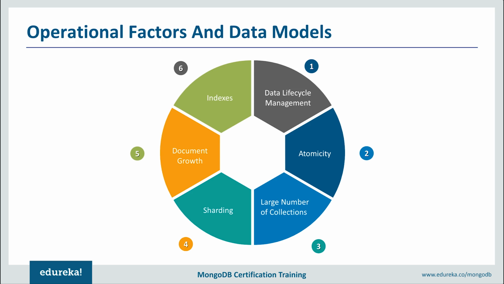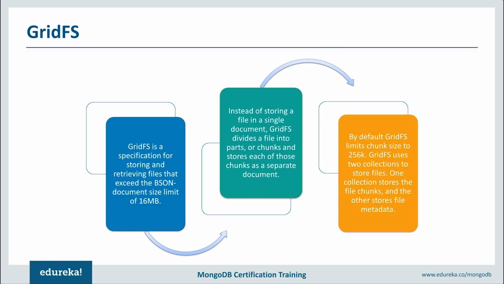Whatever you are looking on the screen, these are the various operational and data models that are part of your MongoDB database modeling. Again, the same stuff I'm going to repeat. You should know what is your data lifecycle. You should know atomicity. You are looking for the atomicity or not. If looking for the atomicity, go for the embedded. Else, go with the reference. A large number of collections, sharding, document growth, and indexes. GridFS. If there is any file which is going beyond 16 MB, I'll go with the GridFS.